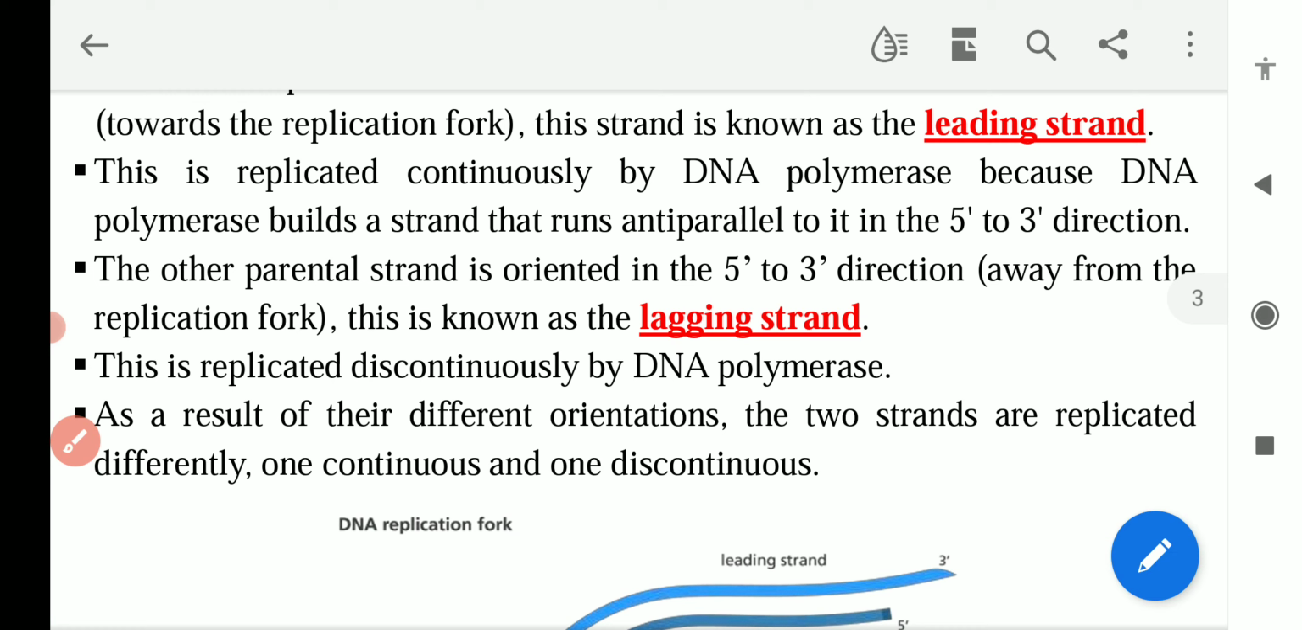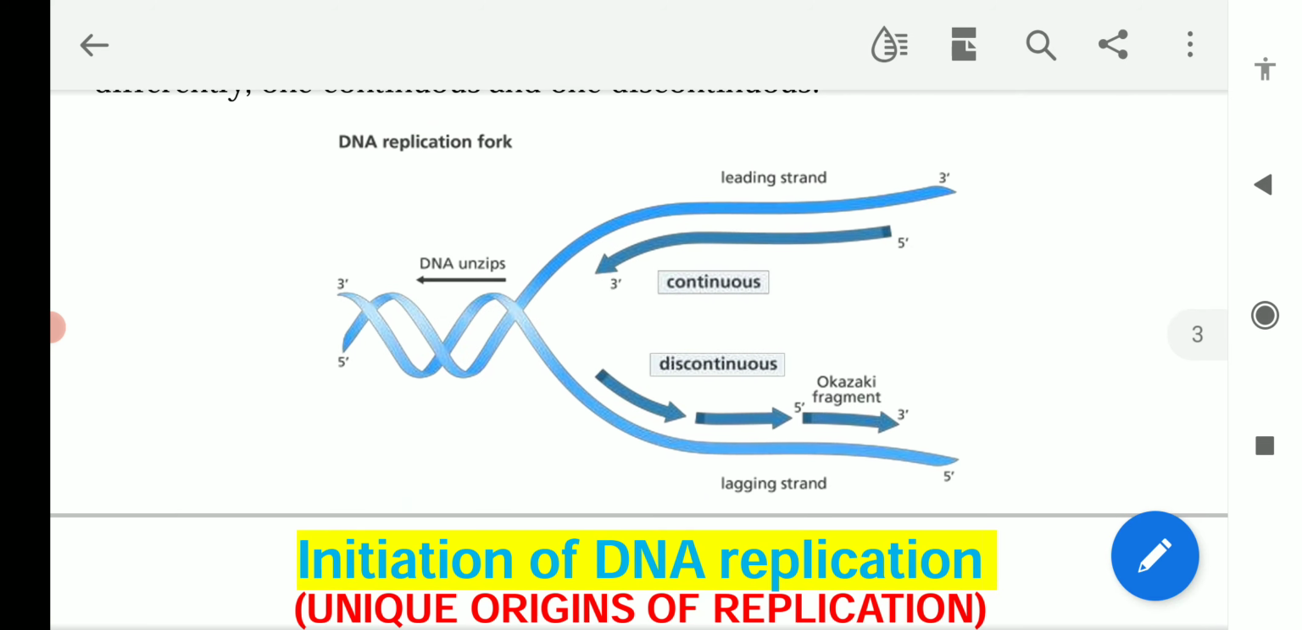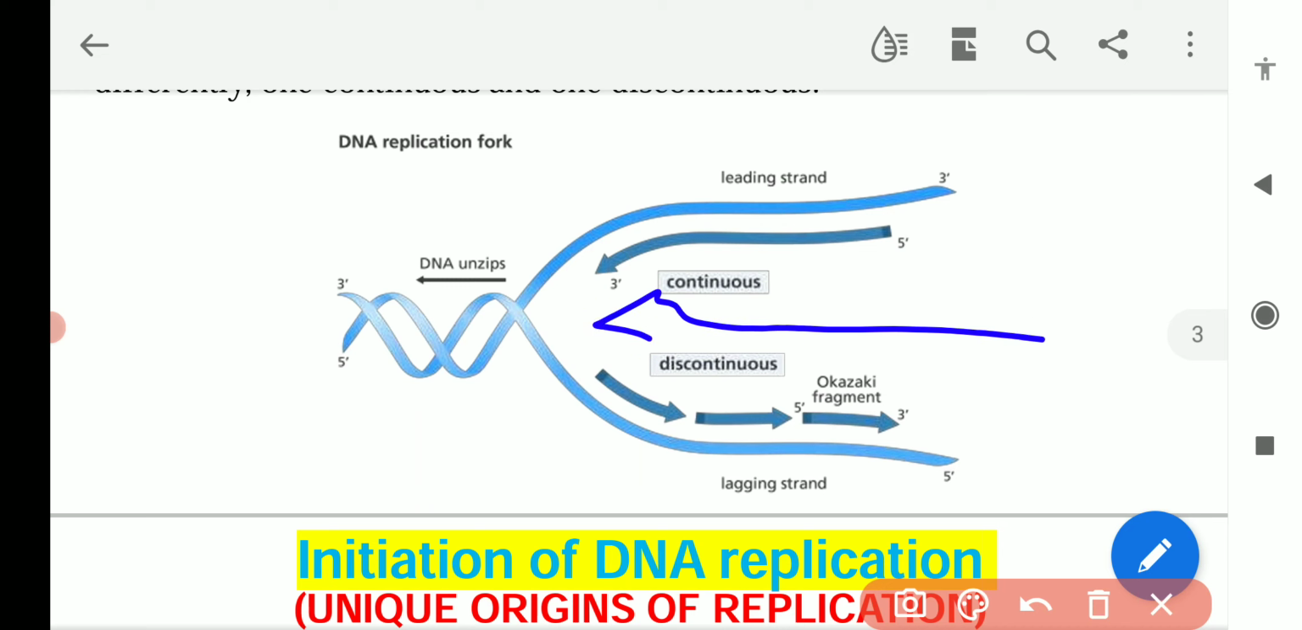Then the other parental strand is oriented in the 5' to 3' direction away from the replication fork. So we have to see the direction from the replication fork. Okay, and this strand is known as the lagging strand. Why is this the lagging strand? Because DNA polymerase replicates discontinuously on this strand. If you see in the image, this is the replication fork, and from here in this direction, this strand is 5' to 3'.